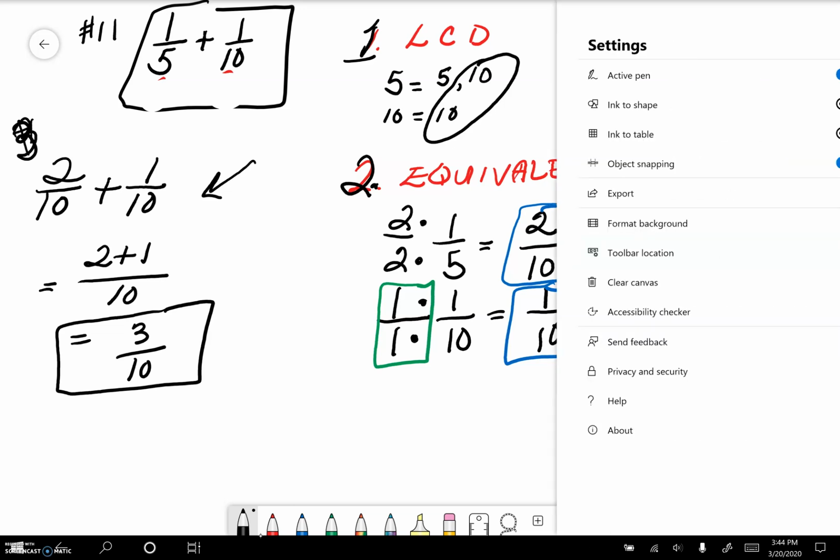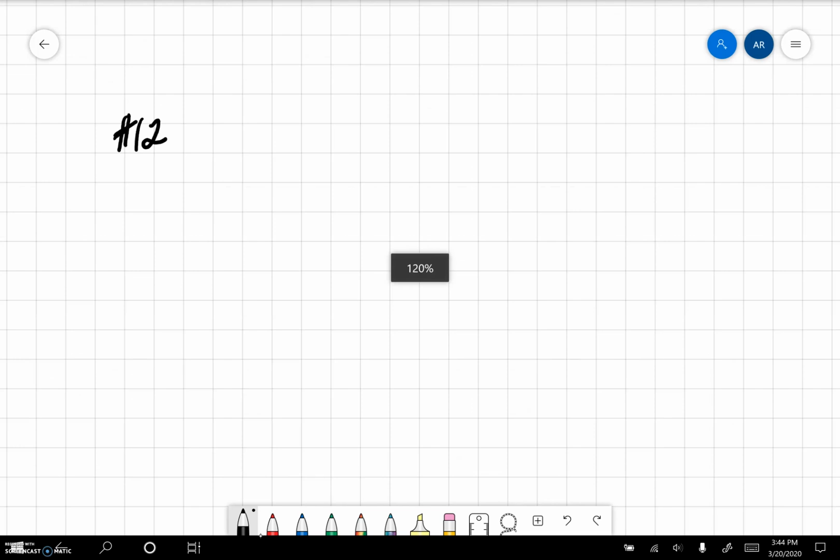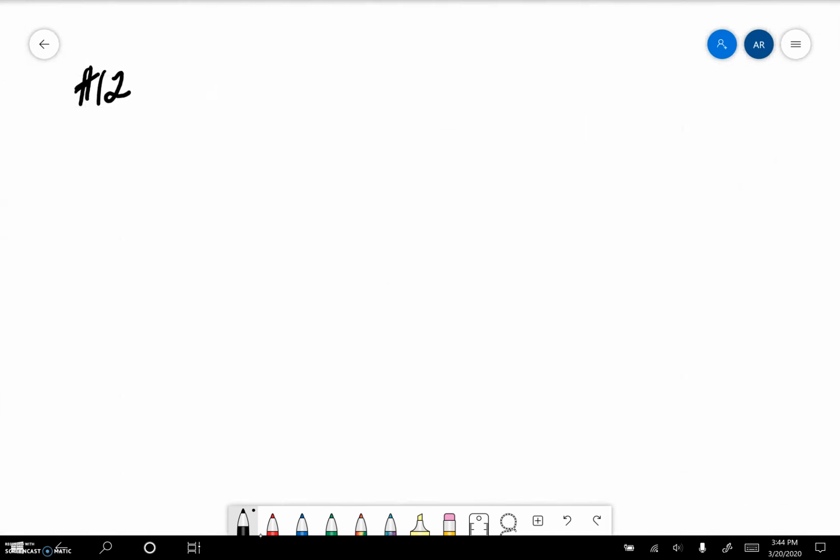Sorry, I'm scribbling that. But let's go ahead and try that again with another one. So let's clear that out, and let's try this process again. So now in number 12, we're doing the same thing, but it's going to look a little bit different. So if we have, oops, let me make that a little bit larger. Okay, so in number 12, we have 6x all over 35, and we're going to add that to 3x over 7.